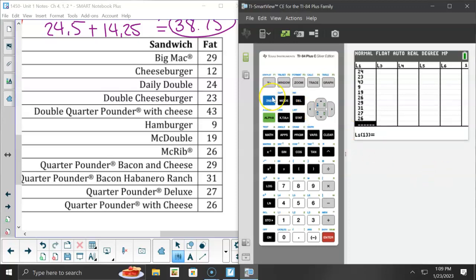All right. So run your one variable statistics on that. Yep, we're going to do the same outlier thing. If you want to try it on your own.